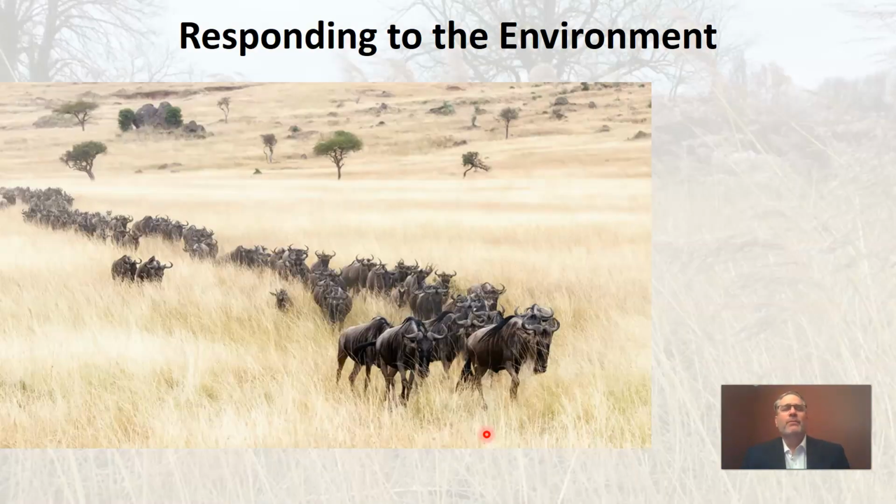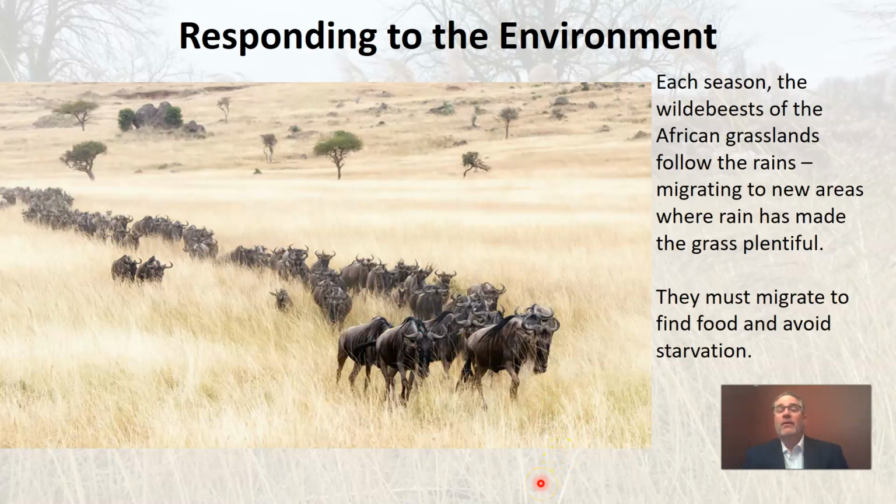Here we have, in this picture, still looking at responses to the environment, this line of wildebeest. This is on the African savanna. And remember, a savanna is just a grassland that has some scattered trees on it. Here we have this long line of wildebeest. It looks like they're going somewhere, and in fact they are. Each year during what we call the dry season, which is when we don't get much rain on the savanna, the wildebeest actually follow the rains.